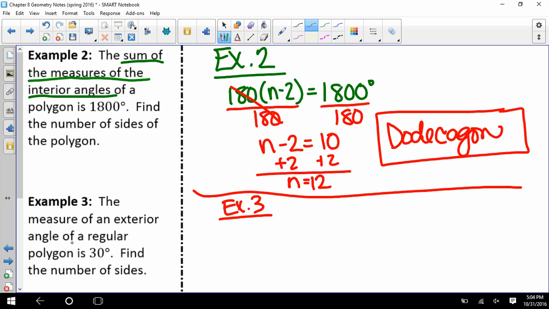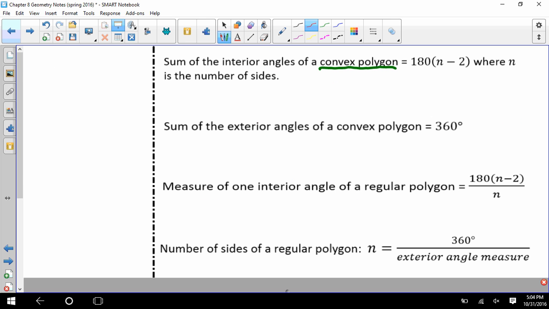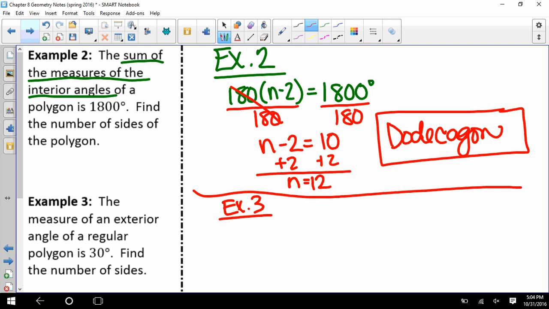The measure of an exterior angle of a regular polygon is 30 degrees. Find the number of sides. So if I want to find the number of sides of a regular polygon, I could use n equals 360 divided by the exterior angle measure. They give me an exterior angle, so n is going to equal 360 divided by 30 degrees. So you divide that out, and you get 12. So n equals 12.